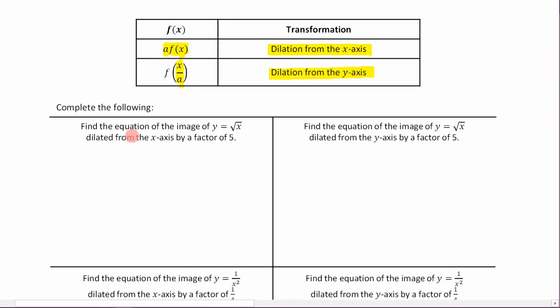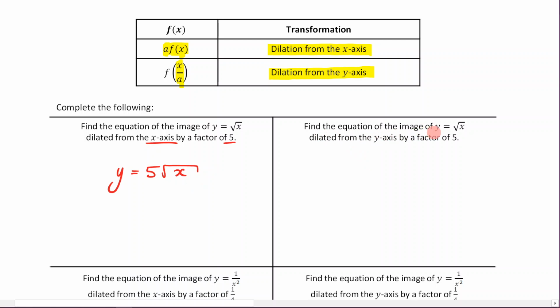It says, find the equation of the image of y equals the square root of x dilated from the x-axis by a factor of 5. So as you can see, we're dilating from the x-axis, and this tells us simply take the factor and multiply it by the function. So that means my answer is going to be y equals 5 the square root of x. Pretty easy. Let's come over here.